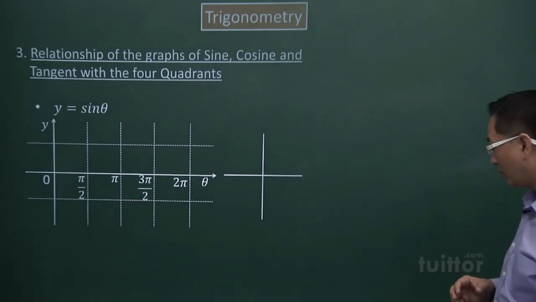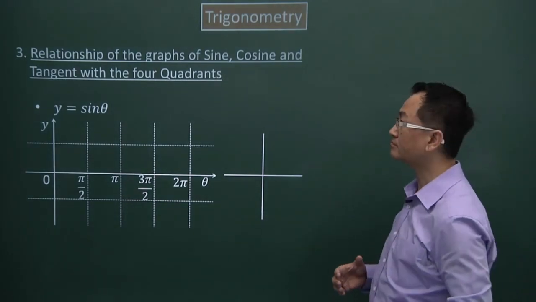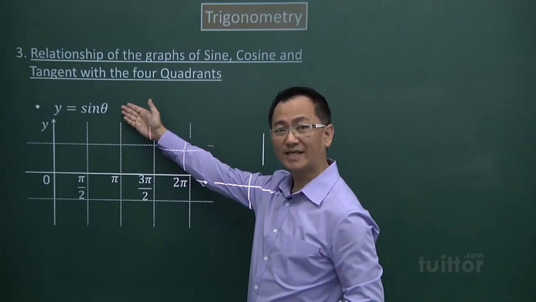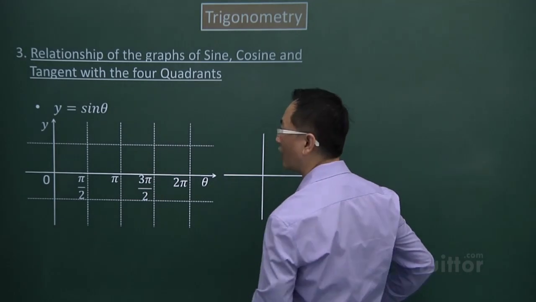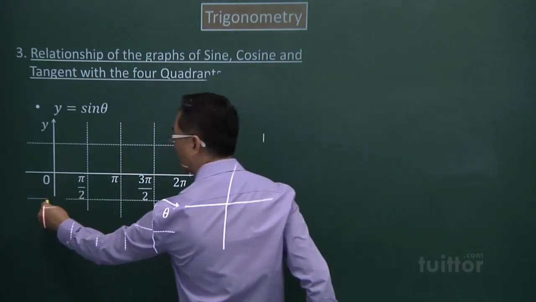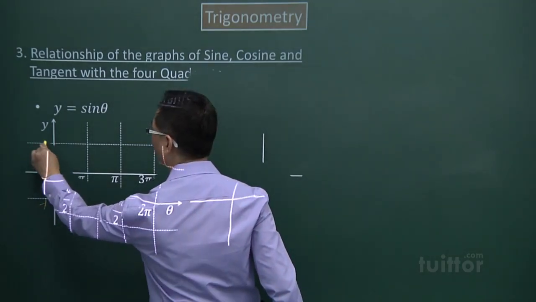Now, using another way to capture the same information, first we look at sine theta. The graph of sine has a range of value. The lowest value is -1, the highest value is 1.